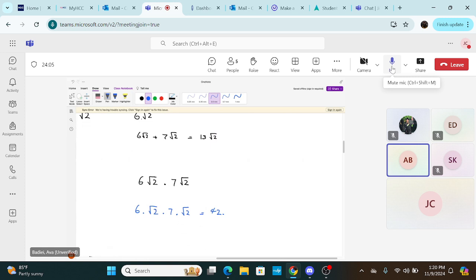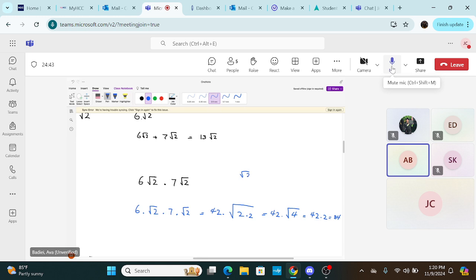And you can multiply your radicals separately. Again, you're going to draw this big radical sign, 2 times 2. It will be 42 times square root of 4. Now, in this case, square root of 4 is equal to 2. So it will be 42 times 2, which gives you 84.